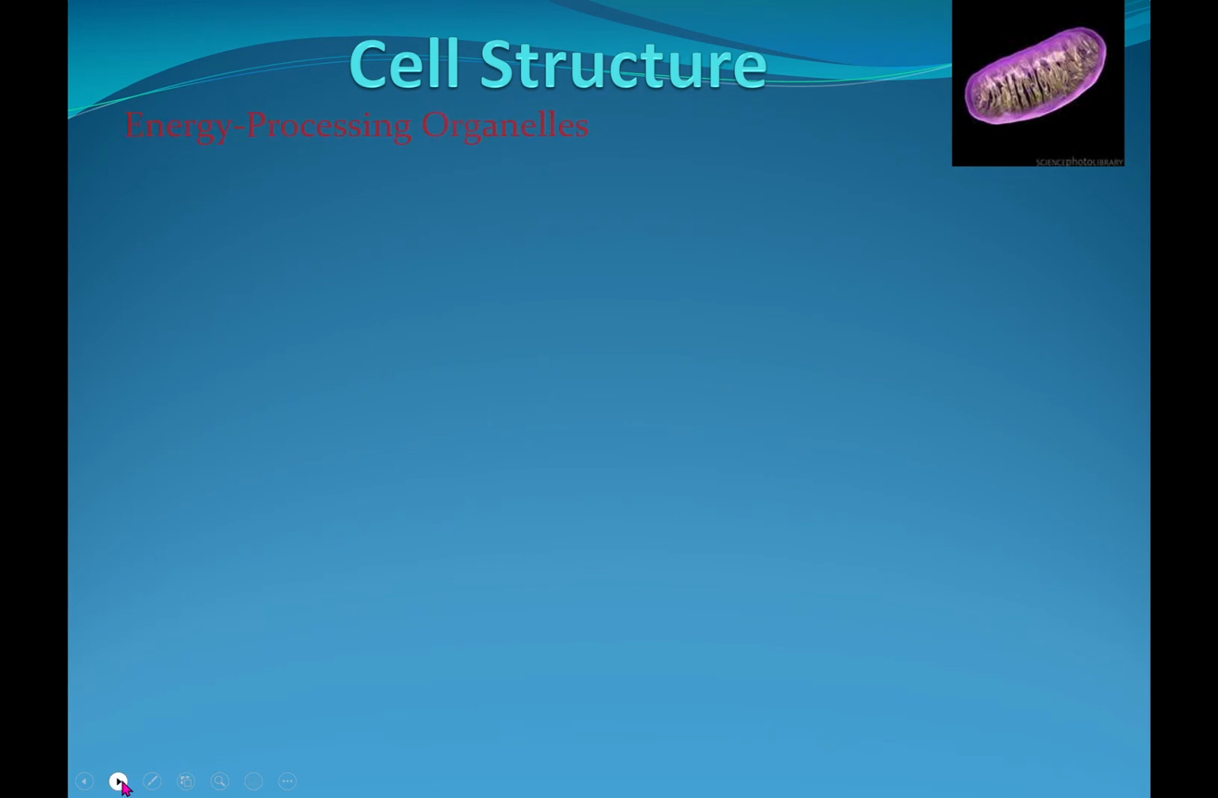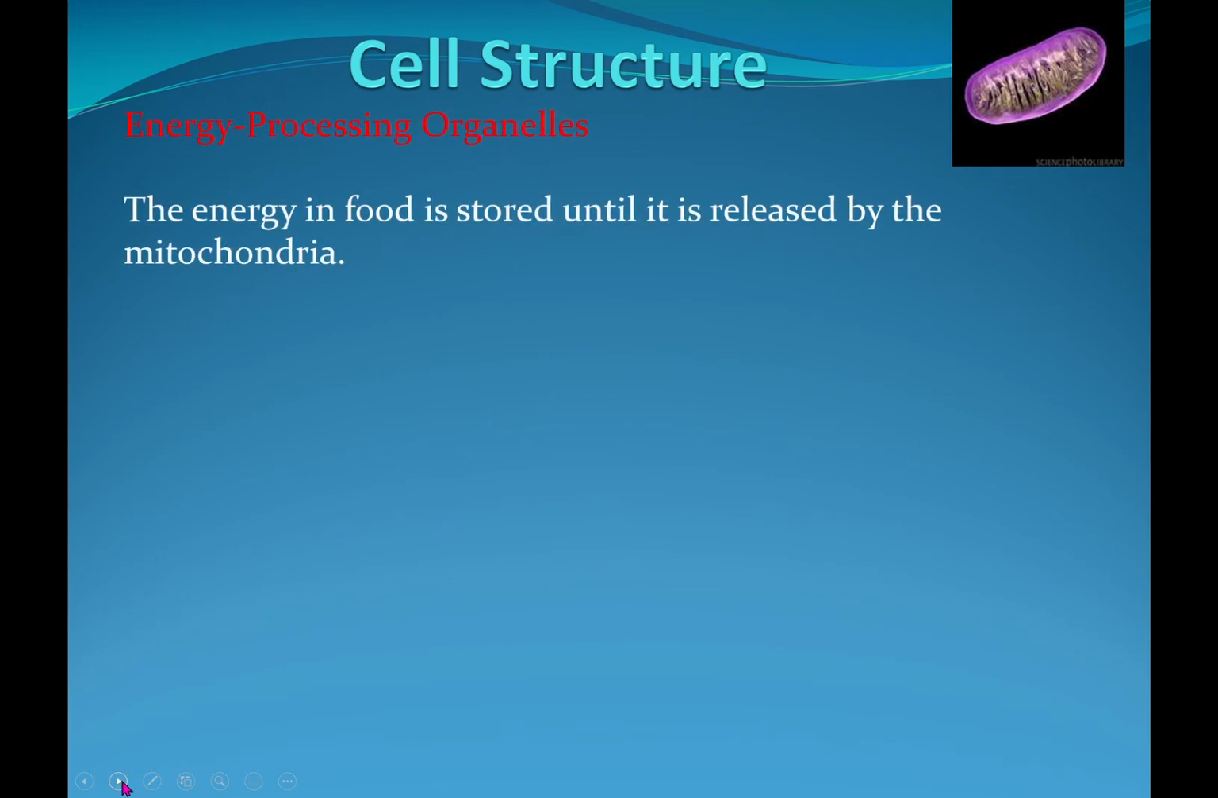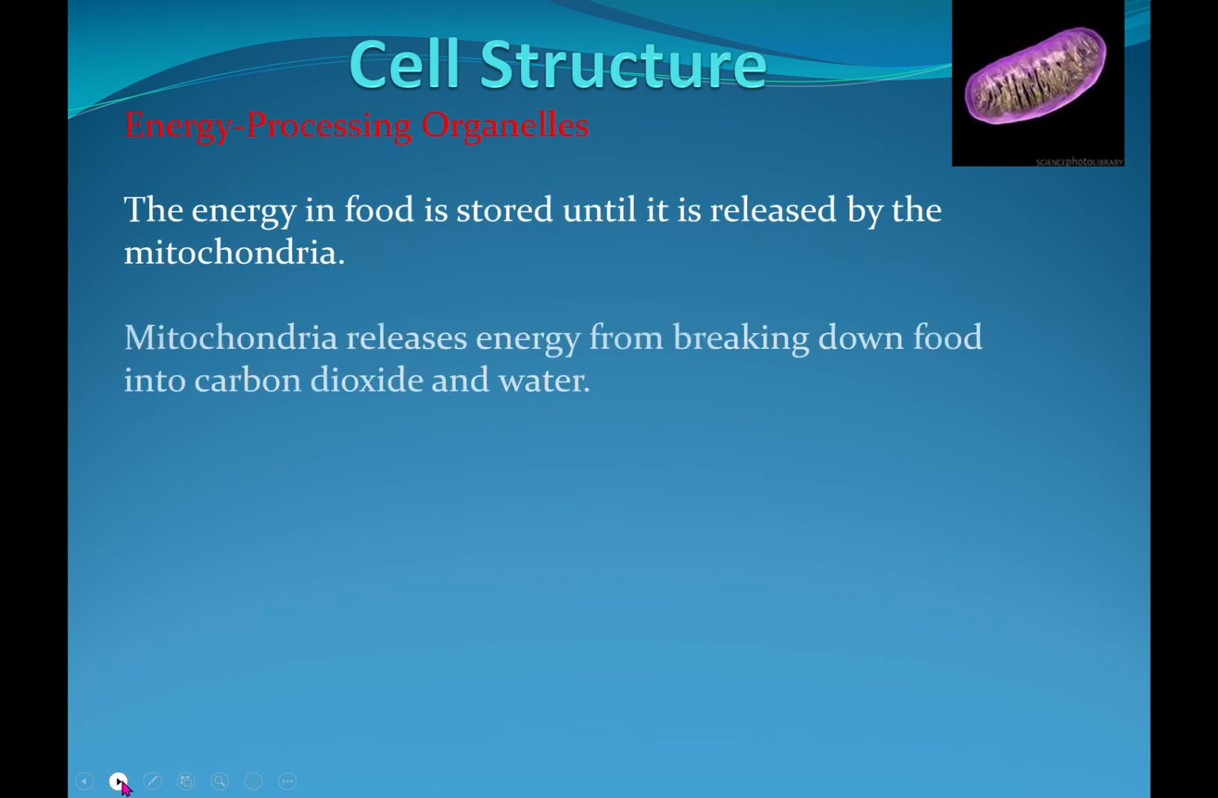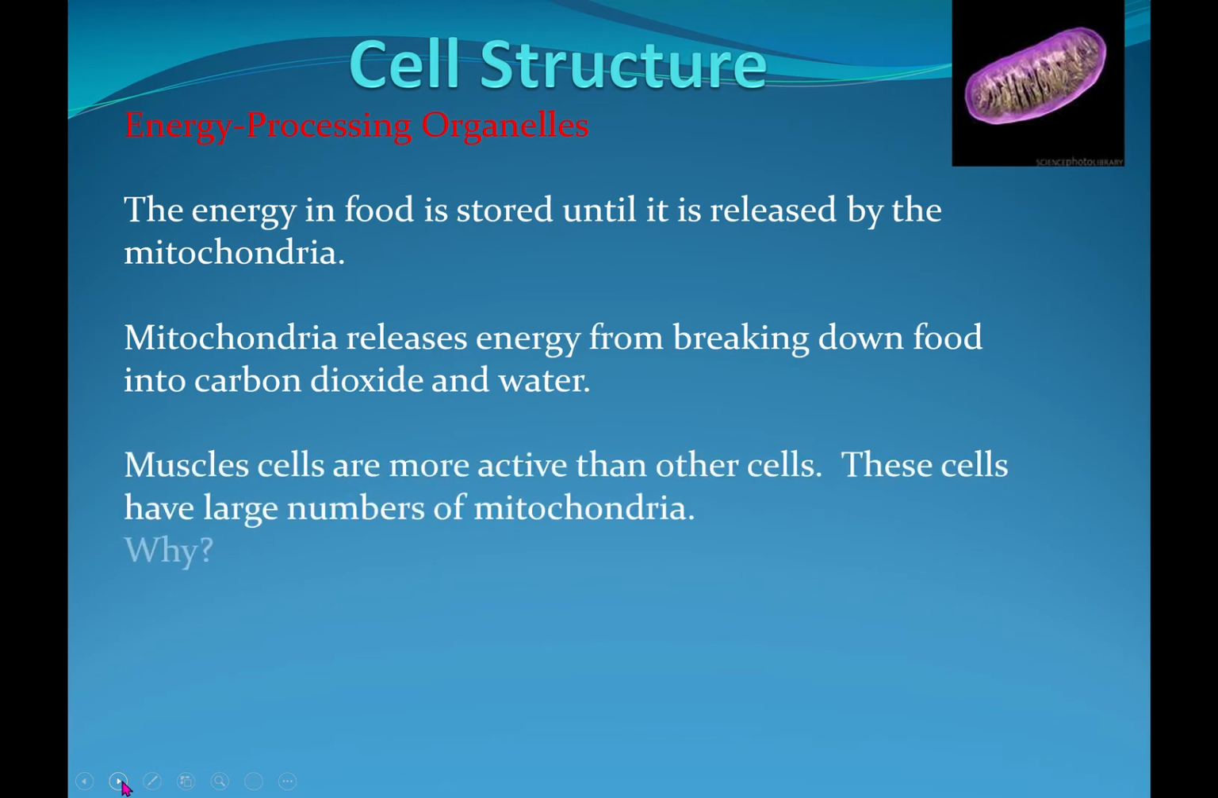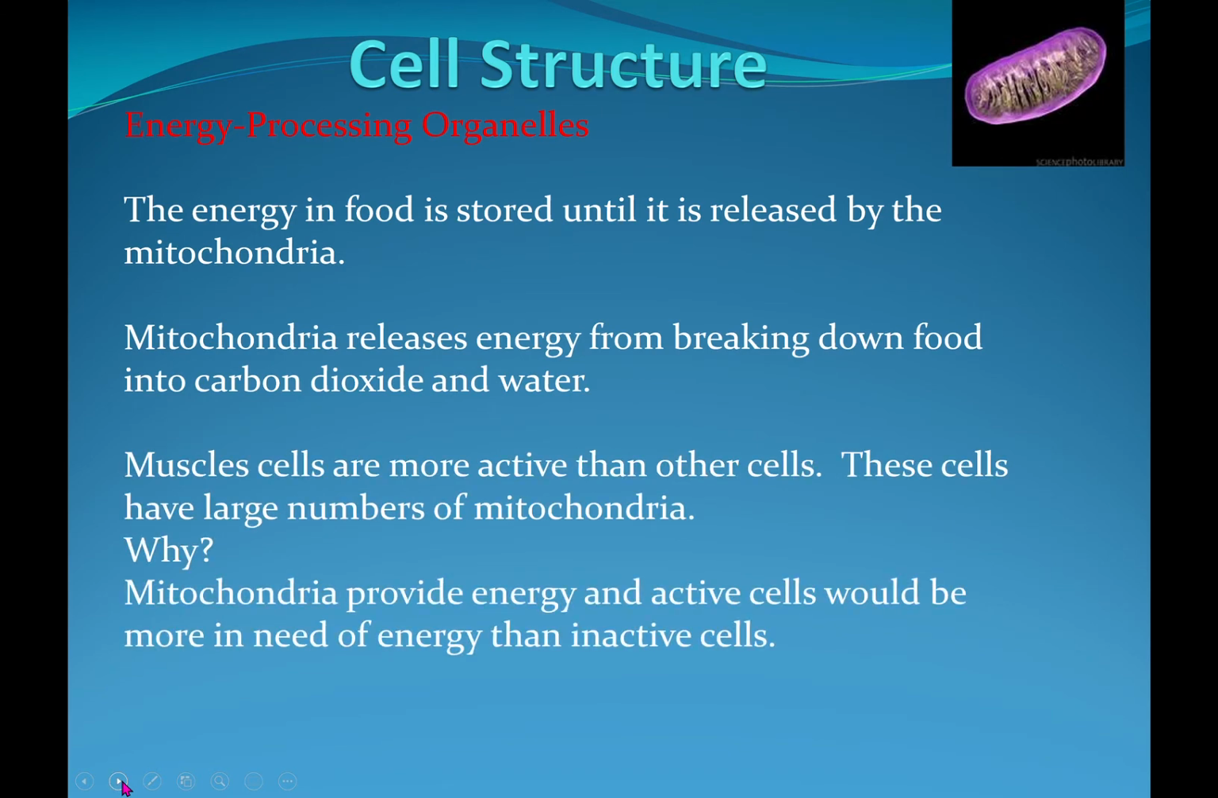Now, all cells have to have energy, and in order to have energy, we have to have mitochondria. So mitochondria are always considered the powerhouse of the cell. So here's a little mitochondria up here in the corner, and this is where it releases energy, breaking down the food into carbon dioxide and water.